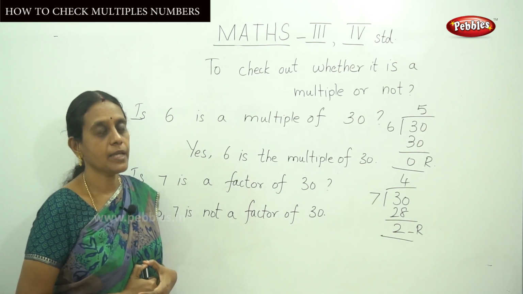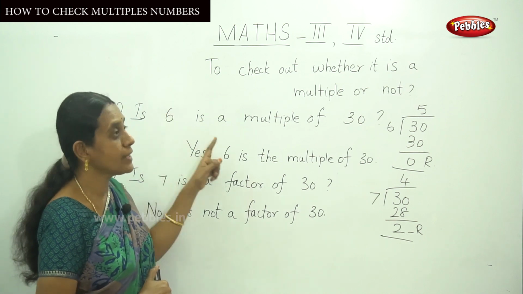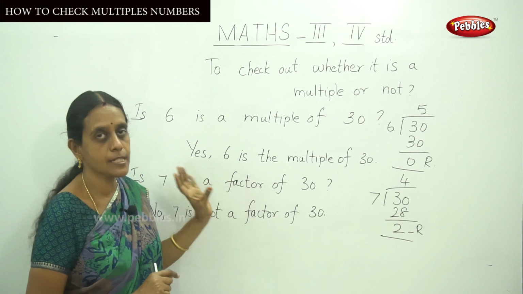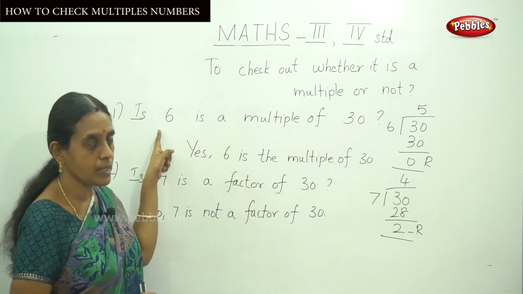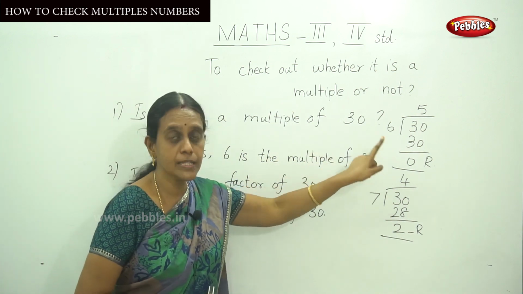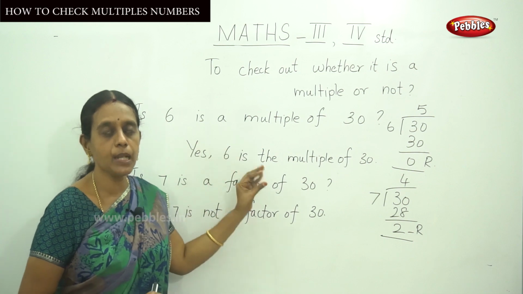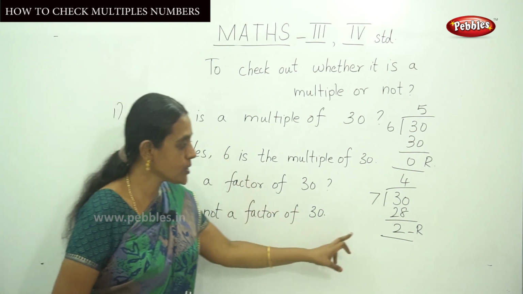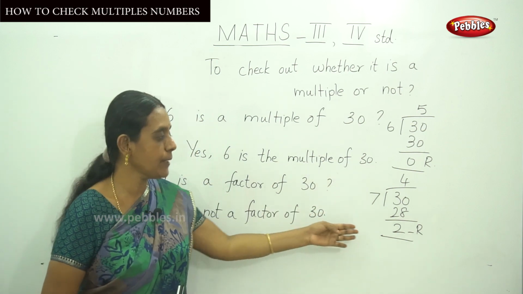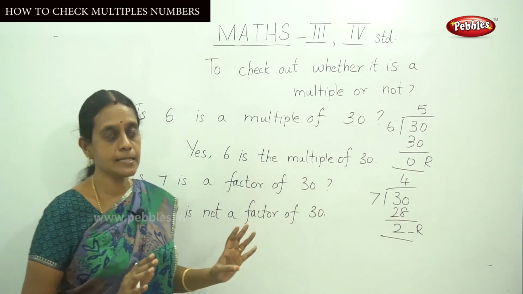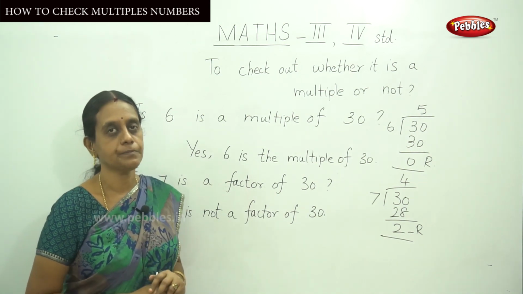Okay, and we can get the multiples of any number by using the multiplication table or by dividing that number. We can find out the multiples and factors. Similarly, we can find out whether it is a multiple or a factor. That number is divided by the given number. If the remainder is 0, that number is a multiple or factor. If the remainder is any number apart from 0, such as 2 or 3, then that number is not a multiple or factor.